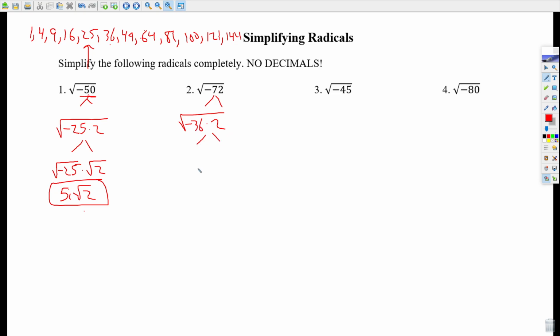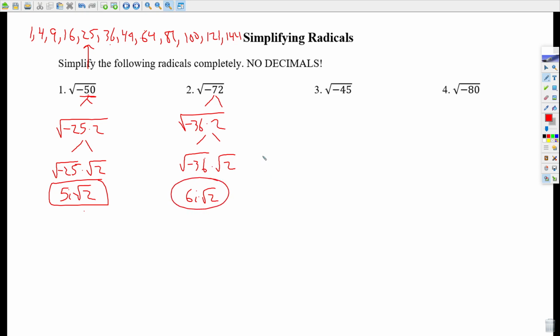And again, I'll split the square root up. I don't know why I made a big one then. Square root of negative 36 times the square root of 2. And if we take the square root of this, we're going to get 6i times the square root of 2.